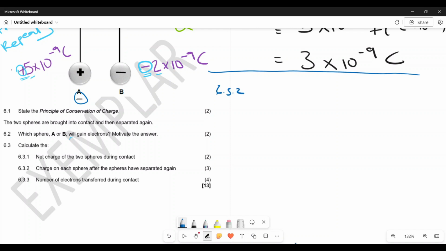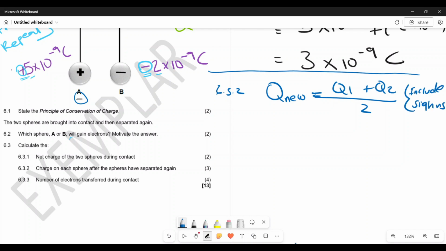6.3.2, they want us to calculate the charge on each sphere after they separated. Now remember, to calculate the charge on each sphere after the separation, you use this formula. Your Q new will be your Q1 plus your Q2 all divided by 2. The same applies here. When you substitute your Q1 and your Q2, you would include your signs.